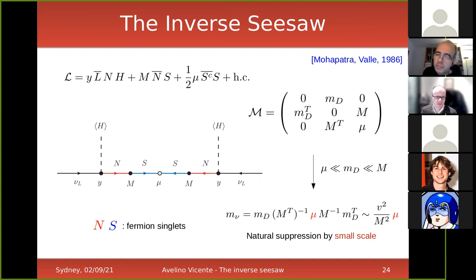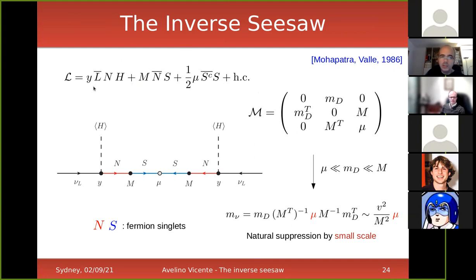So in the original construction for the inverse seesaw, you introduce two types of singlet fermions. You call them N and S. They are singlets under the standard model gauge symmetry. And because of that, you can introduce, for example, a Majorana mass term for the second of them, for S. You can also introduce a Dirac mass term that mixes N and S. And finally, N has a Yukawa coupling with the standard model leptons, a normal Yukawa coupling. So when the Higgs boson gets a vev, the Yukawa coupling induces a Dirac mass term, and you end up with a mass matrix like this.